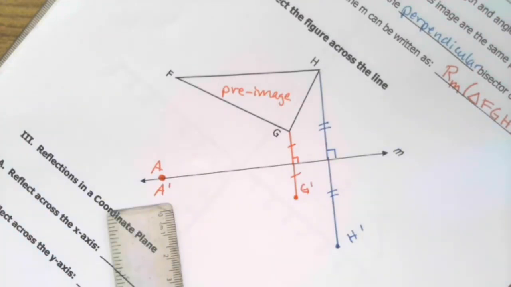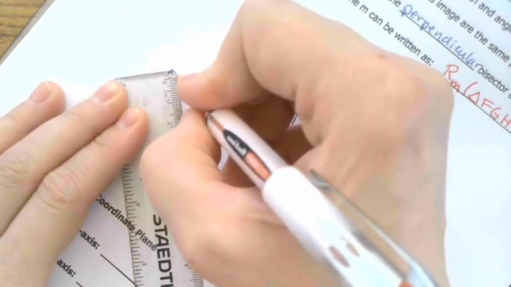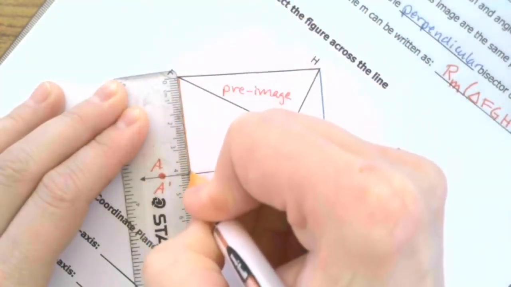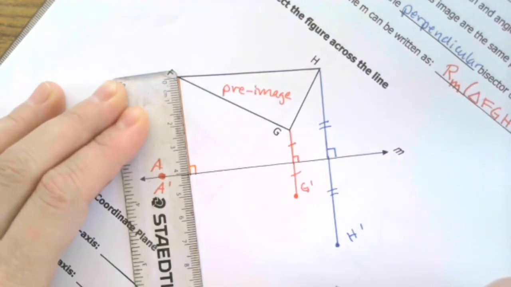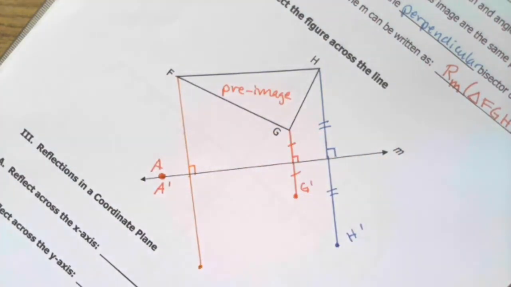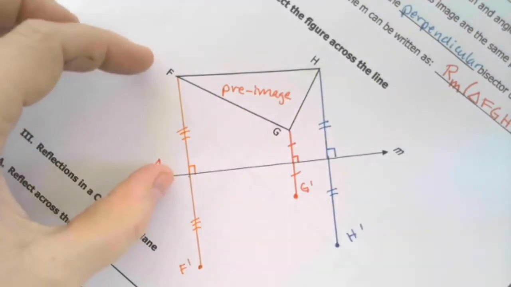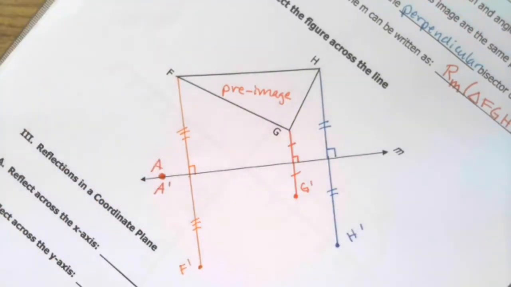Last one, we're going to do F. So I'm going to draw a perpendicular from F to the line of reflection. It's almost 4 centimeters exactly. So I'm going to measure out 4 centimeters. And this is my F prime. Again, the length from F to the line of reflection is equidistant from the line of reflection to F prime.